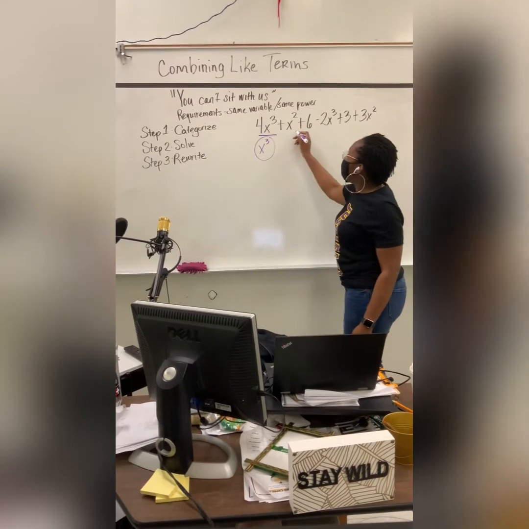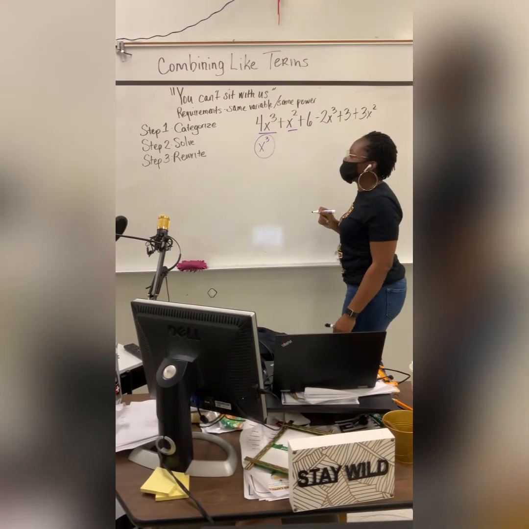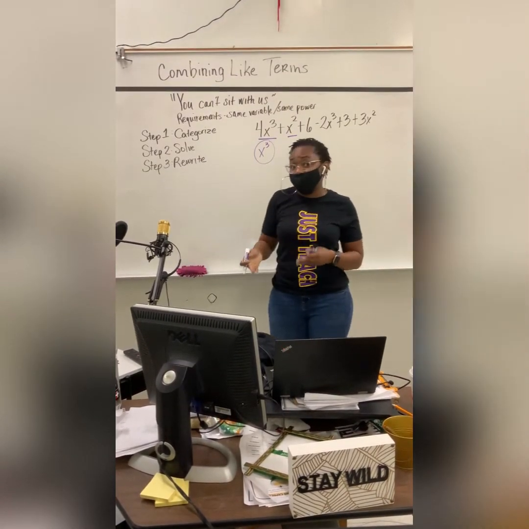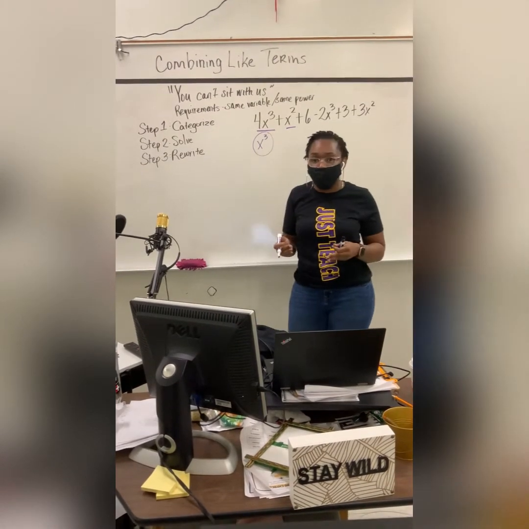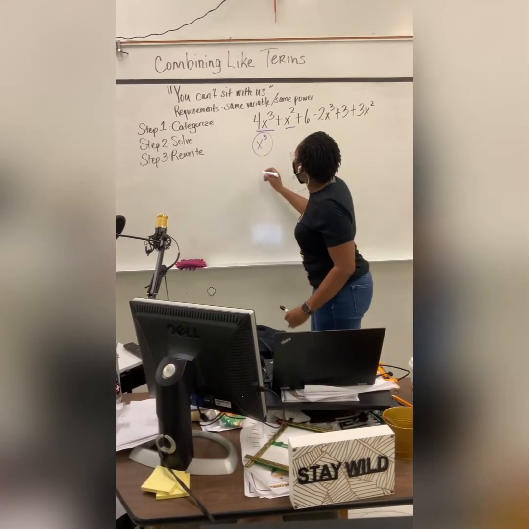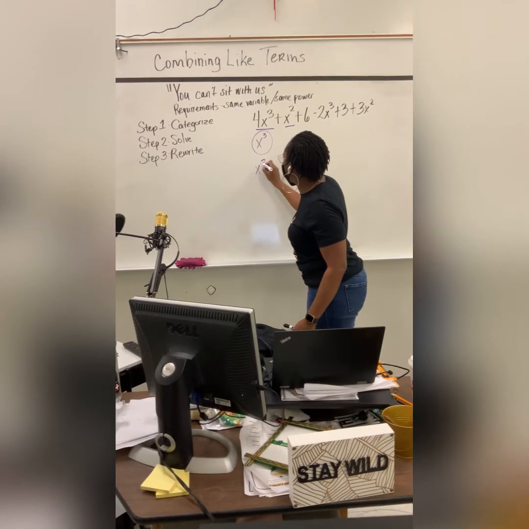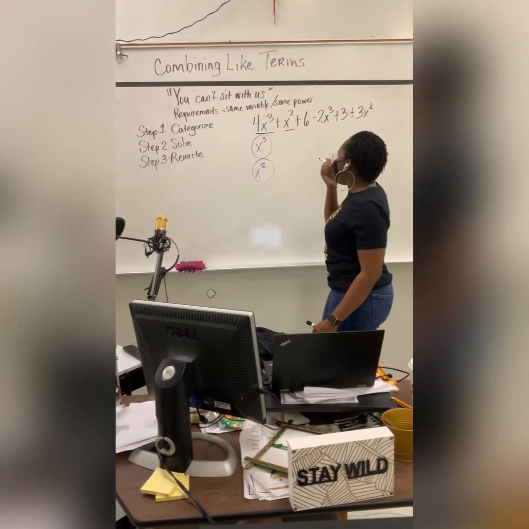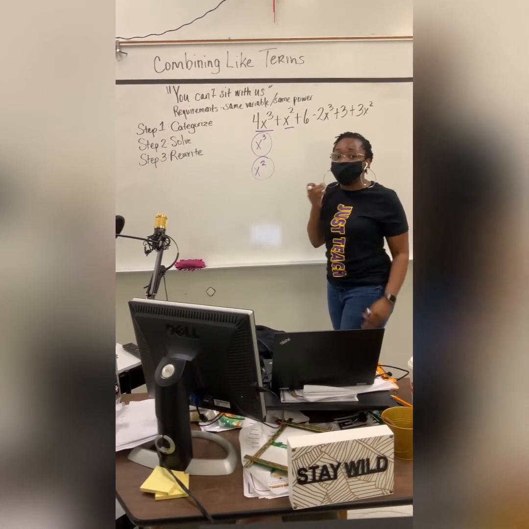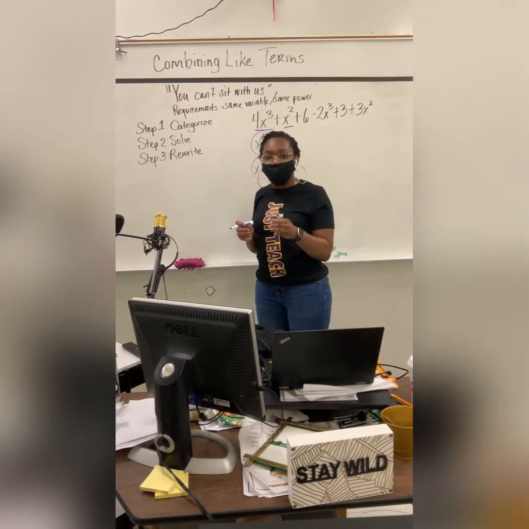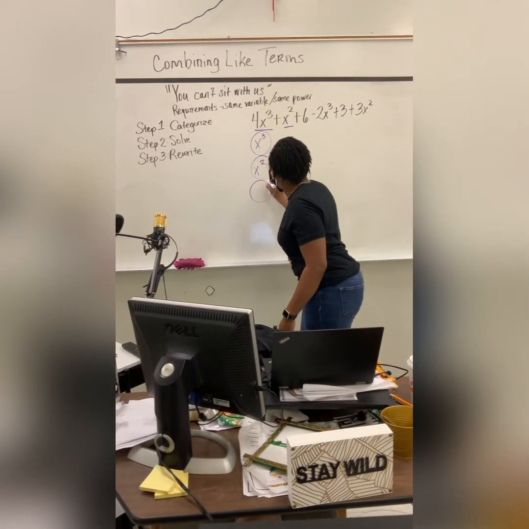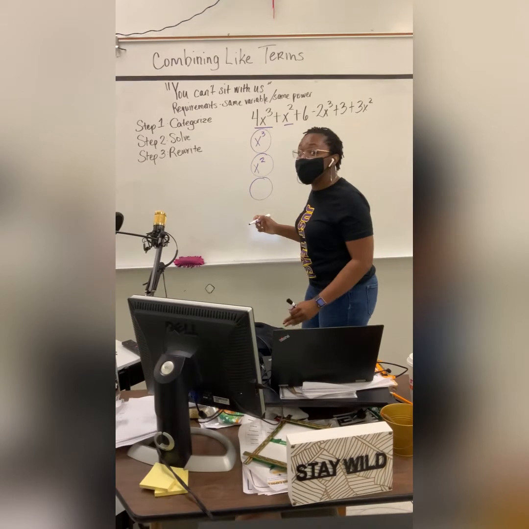Alright, next one here, it says x to the second power. Now although these both have x's, because they have different powers, they're different groups. So I'm going to go ahead and make an x to the second power group. Alright, and the 6 is just a number by itself, so that's a constant. So then we'll go ahead and make a group here for numbers only.